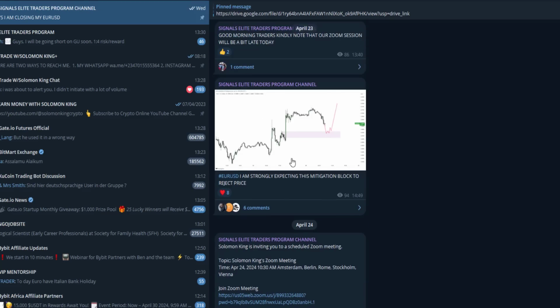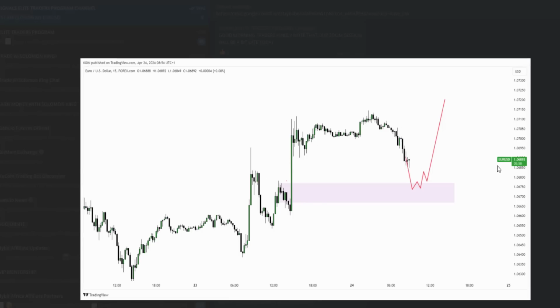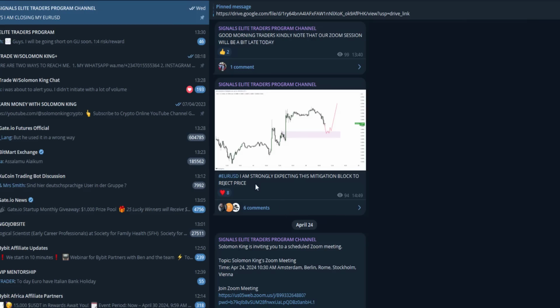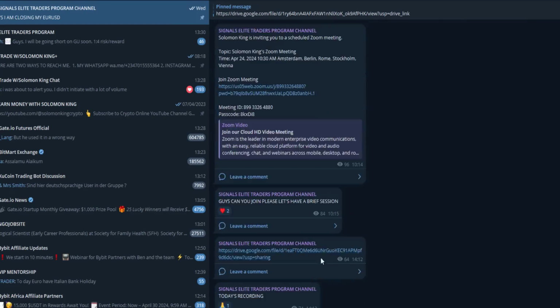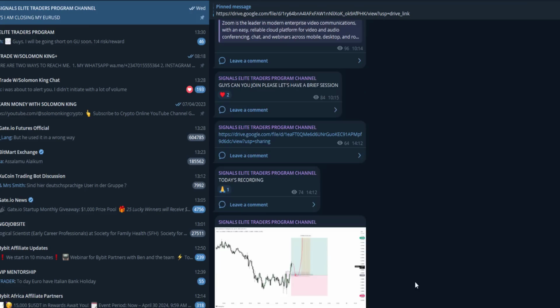This was it. I saw it coming in the morning and I told them this is what I'm expecting price to do. I said, I'm strongly expecting this mitigation block to reject price. Before I finally gave them the signal, I said, I'm expecting price to trade into this fair value gap and bullish breaker. Note, I have a bigger stop loss, so please use proper risk management.